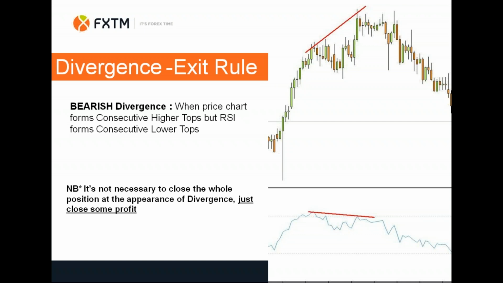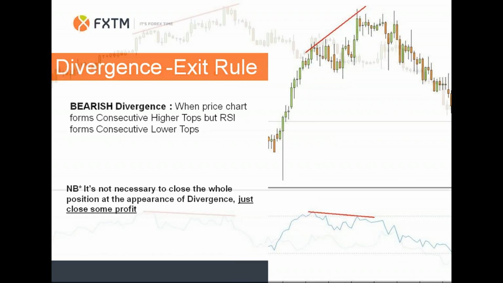I call this bearish divergence because the RSI is bearish. Bearish divergence means that when the price chart forms consecutive higher tops, that means the new top is higher than the previous top, but the RSI forms consecutive lower tops. So on RSI, the tops are lower consecutively, while on the price chart the tops are higher consecutively. Then that is a bearish pattern, because it means our price is going to go down. That's why I call it a bearish pattern. All right, let's go ahead.